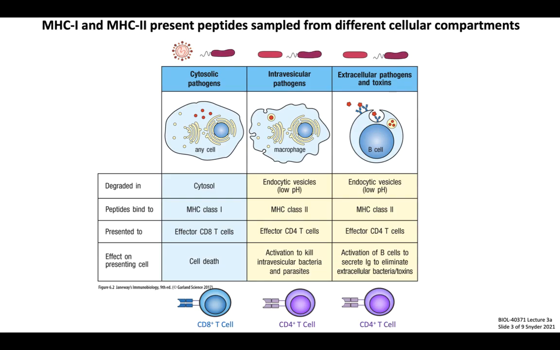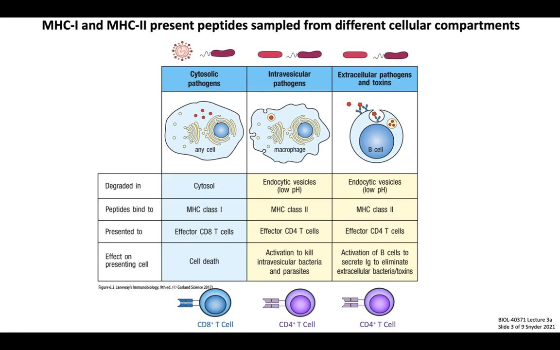These functions include the activation of non-cytolytic mechanisms to kill intravesicular pathogens in the center here, or in the case of antigen presented by B cells, helper T cells can induce the secretion of antibodies, which are also referred to as immunoglobulins or Ig, that are secreted by B cells to help opsonize and eliminate pathogen targets.